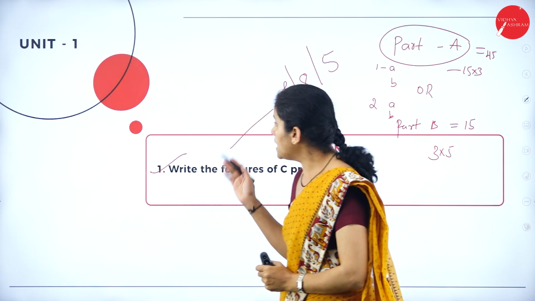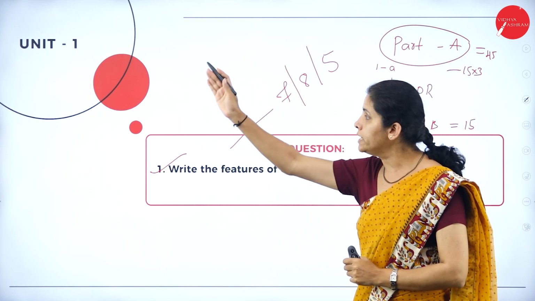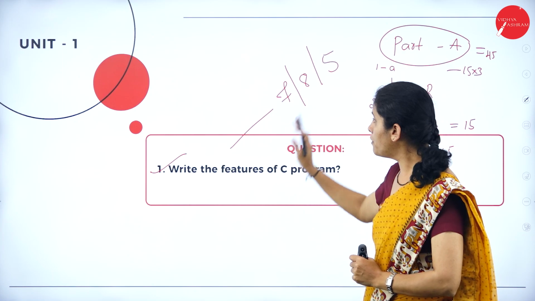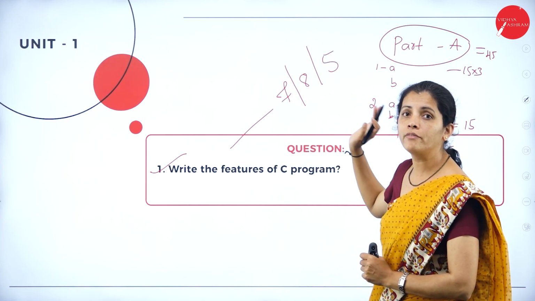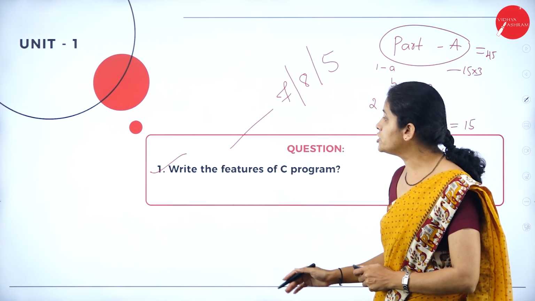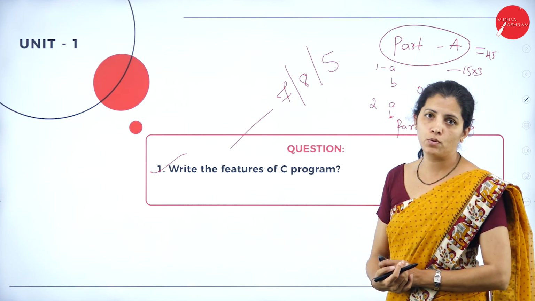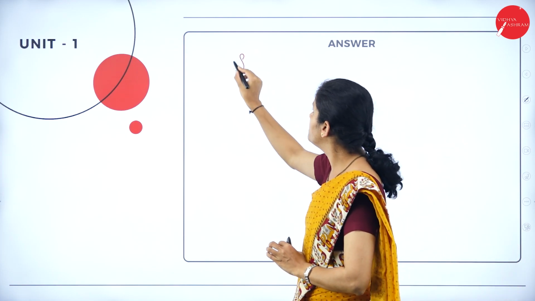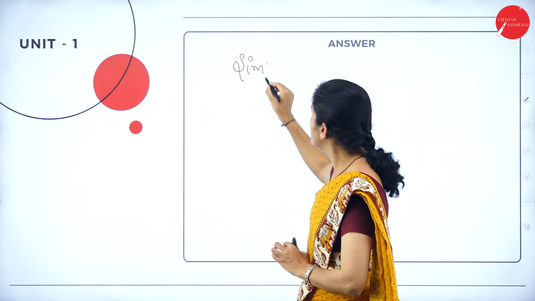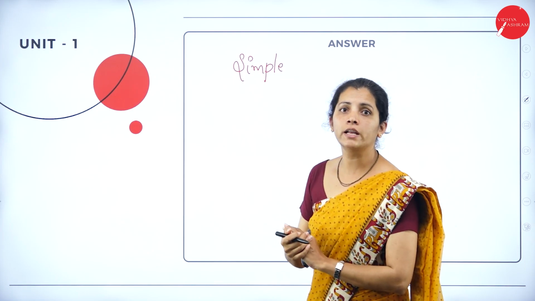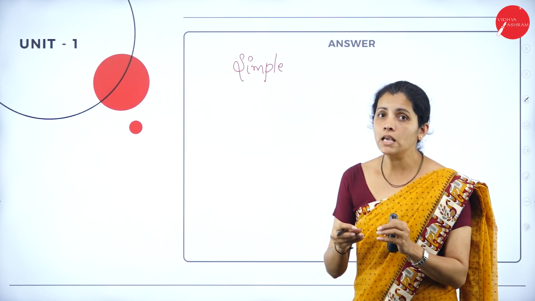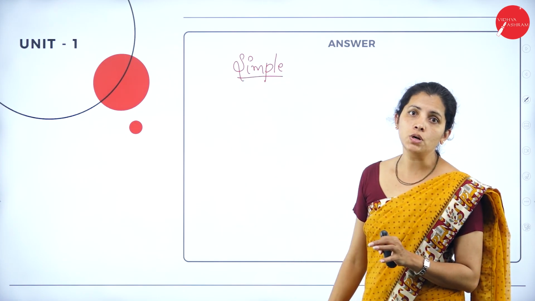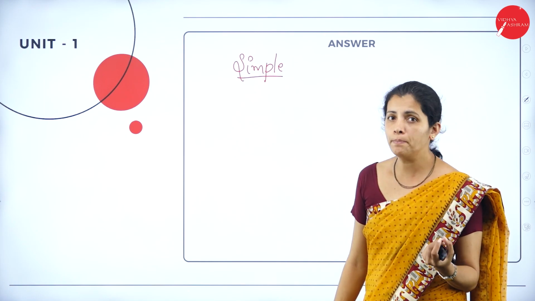Now, the first question from unit 1, I can expect this question for 7 marks, 8 marks or 5 marks. So what's the question? Write the features of C program. What are the features I can have here? It is simple. To study C program, I do not require any basic prerequisites. So it is very easy to study and it is very simple.